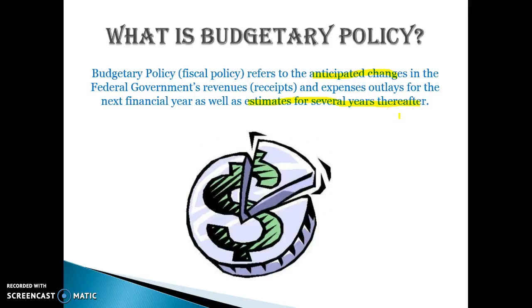So the budget is forward-looking. It's announced in May, and it basically is going to compare the expenses and revenues for the government for the next financial year, so from July to June.